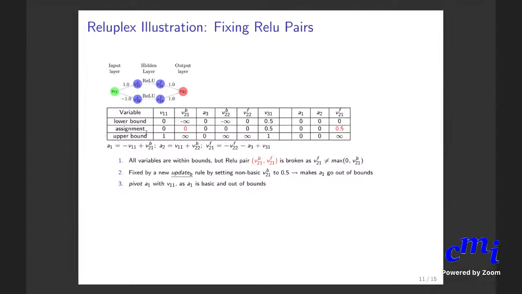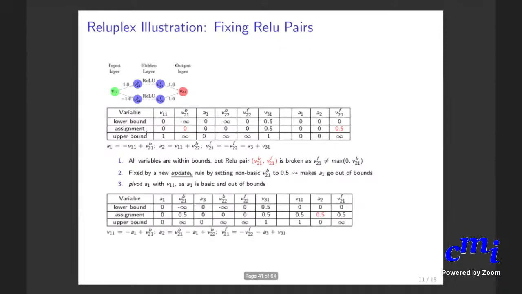A1 will be violated because the satisfying instance has to put the constraint that V11 has to be between 0.5 and 1, okay? If it is 0.5, actually it has to be 0.5 now, V11. And that's why A1 gets violated. That can be fixed by pivoting A1 with V11, which makes the adjustment. This is the standard simplex adjustment. So it's the second LP call that you're making.